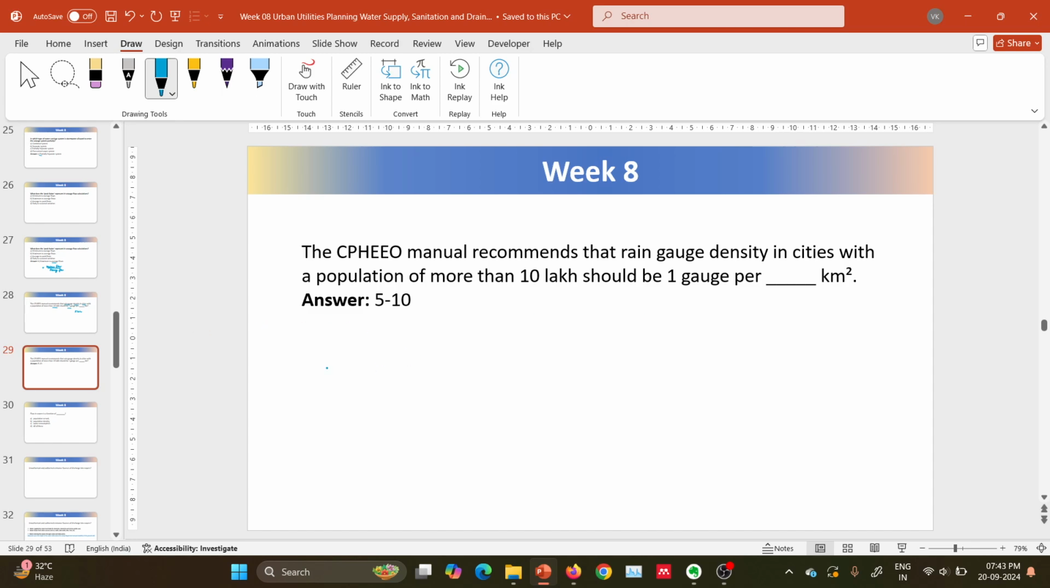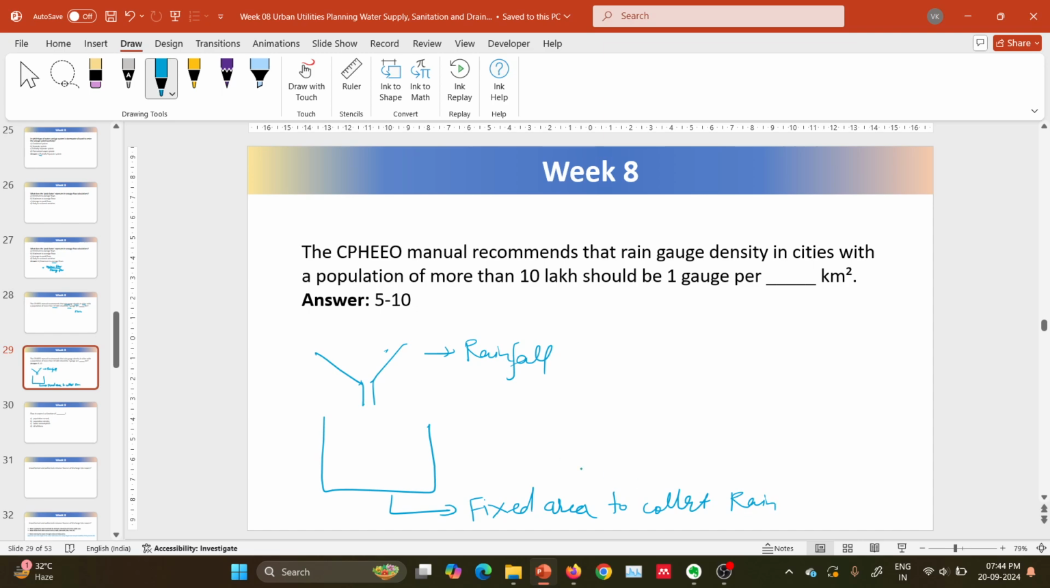So what are rain gauge? Rain gauge is nothing but an instrument which has funnel kind of thing which is used to measure rainfall. So it has a fixed area to collect rain, and that it is measured. It gives the rainfall in terms of depth.